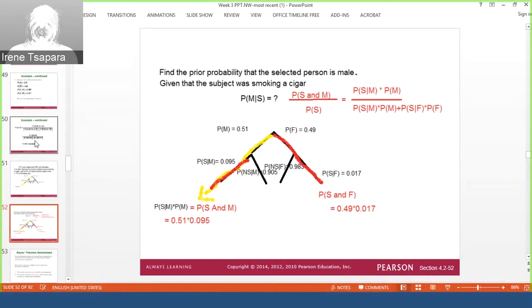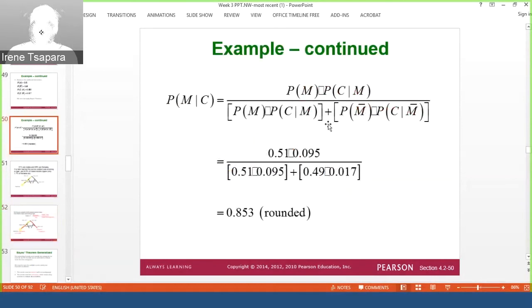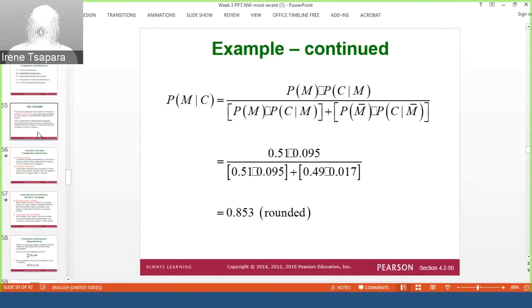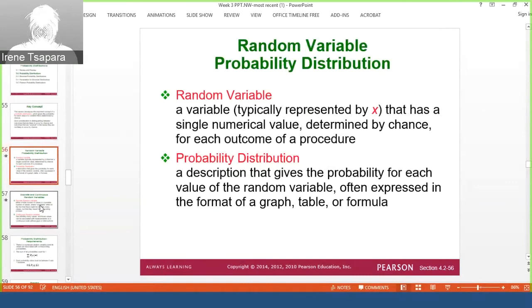If you go back to the slide where you just applied the formula, it tells you the same thing. And that's the answer. So Bayes' theorem can be confusing if you don't understand the formula. You need to really get the formula. Let's go ahead then, skip the rest, and go directly to the binomial distribution.